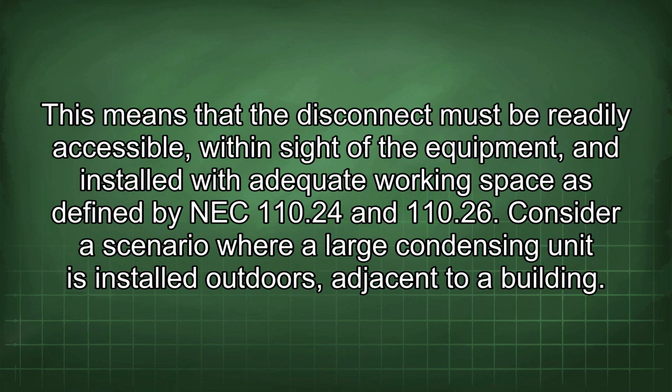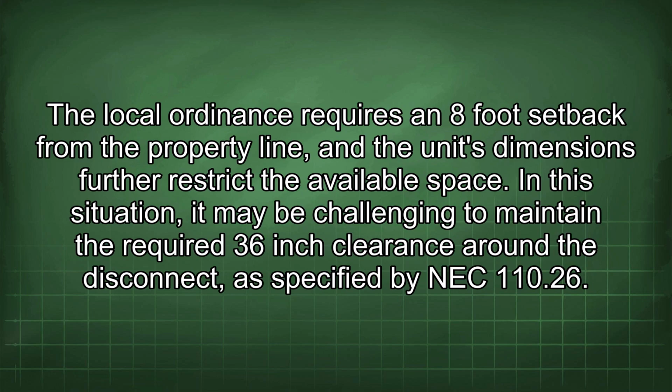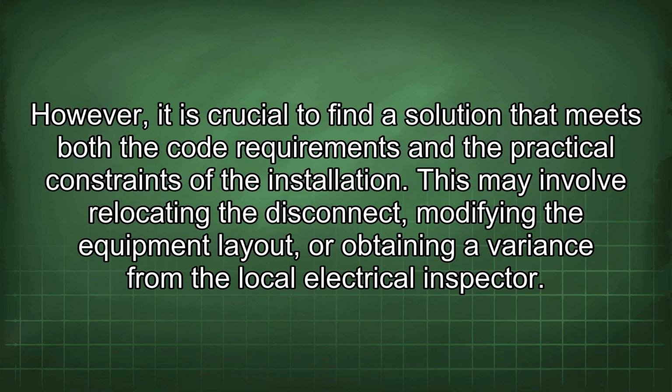Consider a scenario where a large condensing unit is installed outdoors, adjacent to a building. The local ordinance requires an 8-foot setback from the property line, and the unit's dimensions further restrict the available space. In this situation, it may be challenging to maintain the required 36-inch clearance around the disconnect, as specified by NEC 110.26. However, it is crucial to find a solution that meets both the code requirements and the practical constraints of the installation. This may involve relocating the disconnect, modifying the equipment layout, or obtaining a variance from the local electrical inspector.